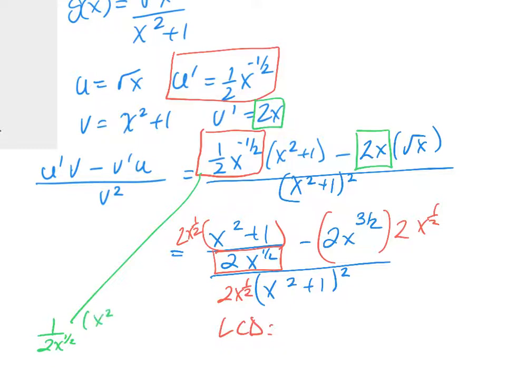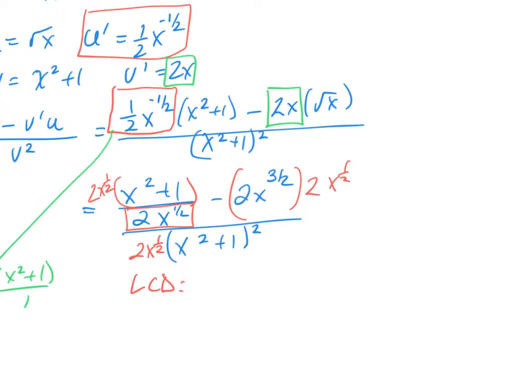And this is x squared plus 1 over 1. All right. Now I've multiplied everything by my lowest common denominator, and I end up with x squared plus 1. Do you all agree to that?